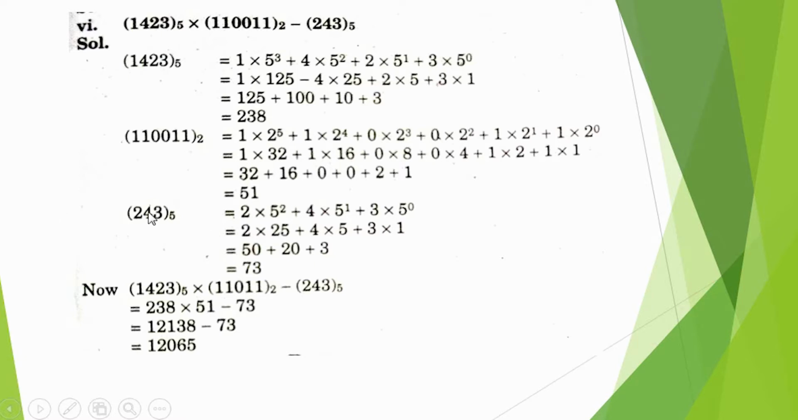2 4 3: 2 multiply 5 power 2 plus 4 multiply 5 power 1 plus 3 multiply 5 power 0. 5 power 2 is 25, 5 power 1 is 5. Multiply 25 with 2, 50. 5 4s are 20. 3 1s are 3. Now we add these values, 73 comes.